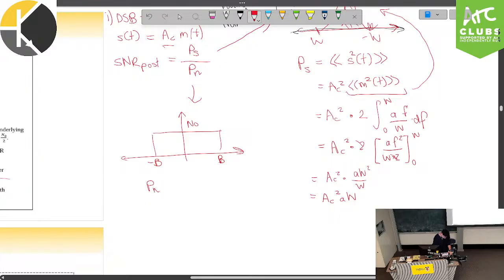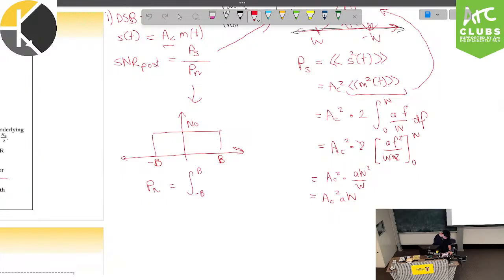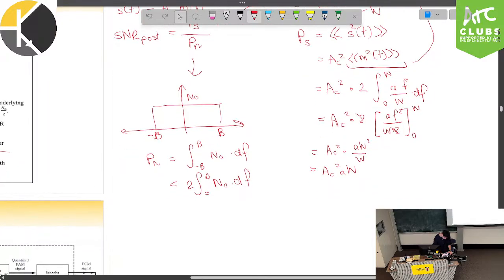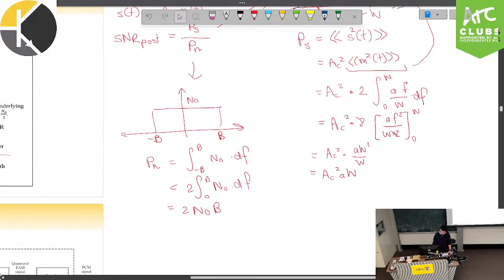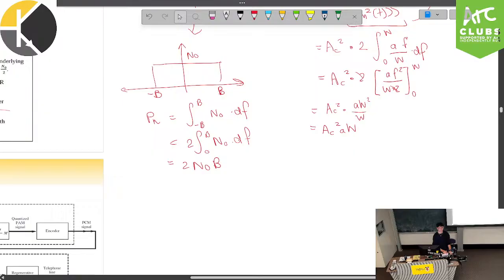So the power of the noise is given by the integral from negative b to b of n0 df, which is the same as twice the integral from 0 to b of n0 df, which gives us 2 n0 b. So then finally, to find the post-detection SNR, we just have to take the ratio of the two.